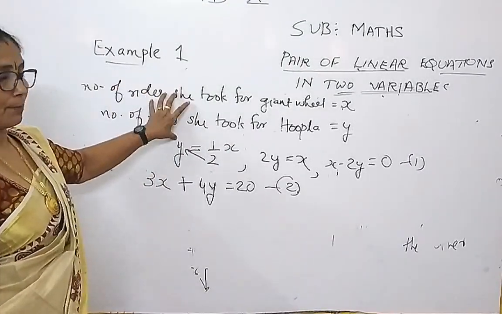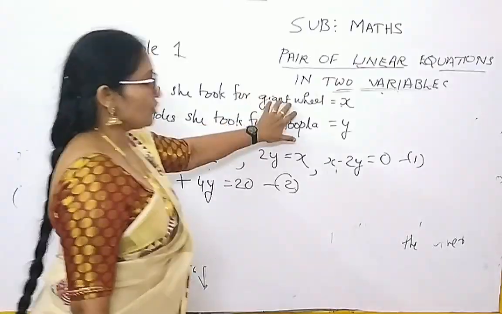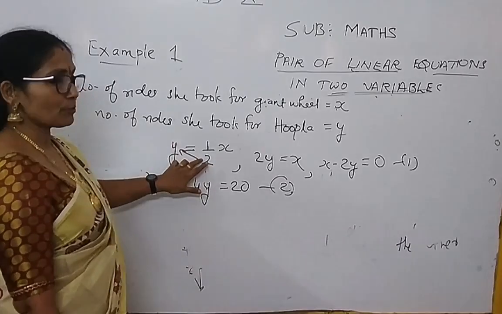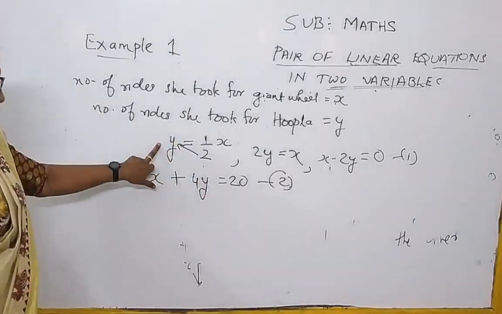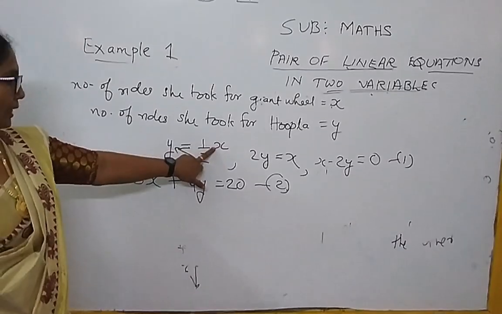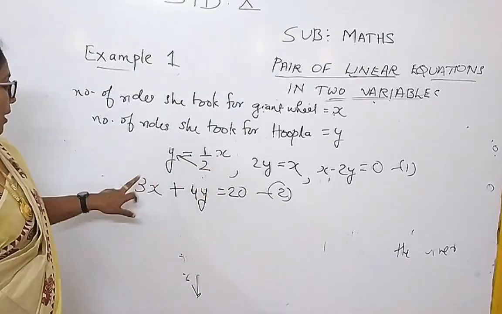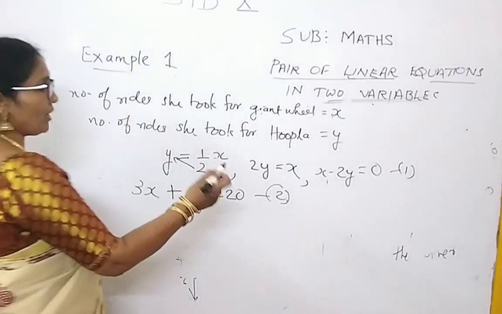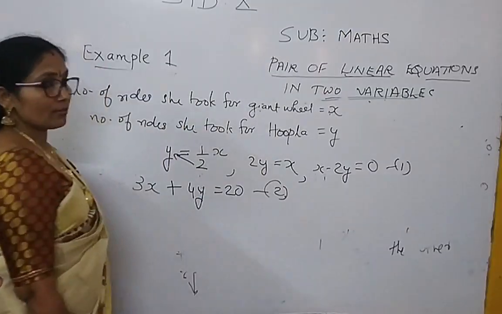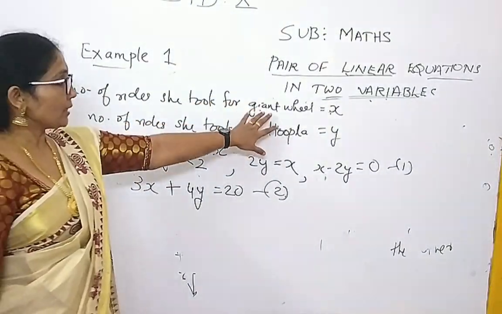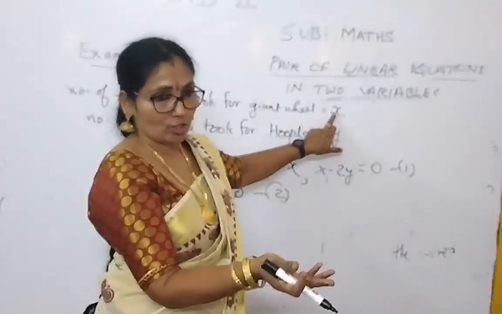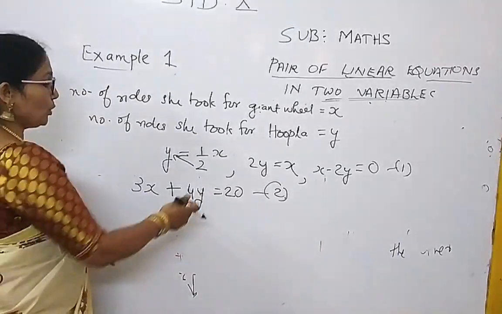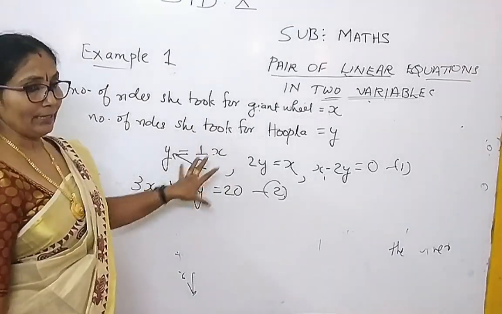First we have represented that the number of rides she took for the giant wheel is x and the number of rides she took for hoopla is y, and y is equal to half x, because according to the rule, the number of rides she took for hoopla is equal to half the number of rides she played on the giant wheel. Second one is that 3x plus 4y is equal to 20. That means the giant wheel costs 3 rupees and hoopla costs 4 rupees, so 3 rupees you have to give for x rides, so 3x, plus 4 rupees for y rides, that means 4y. Together she has given 20 rupees. So now we got how you get the equation.